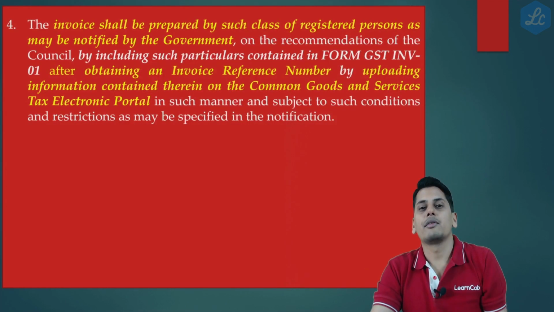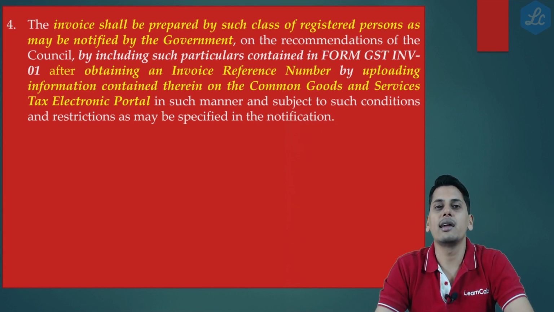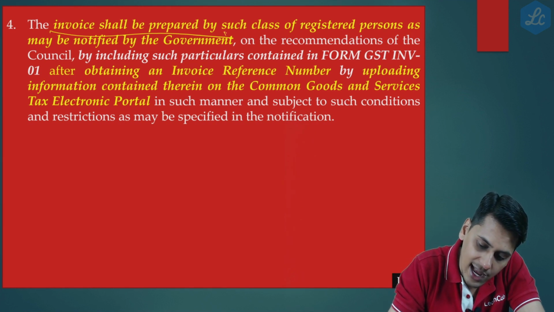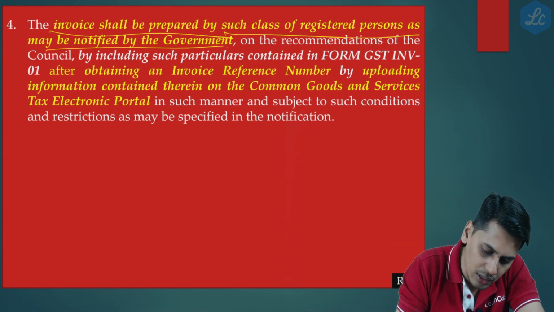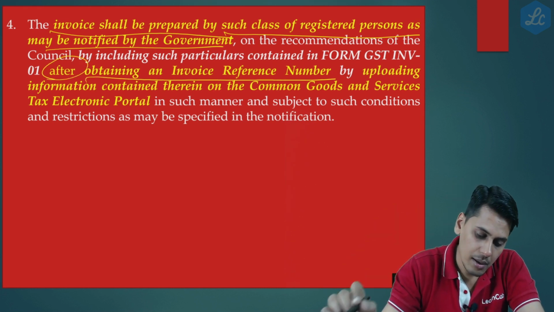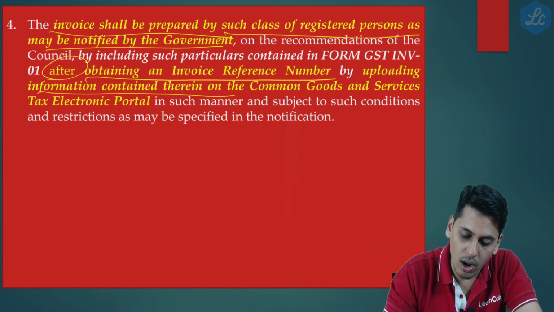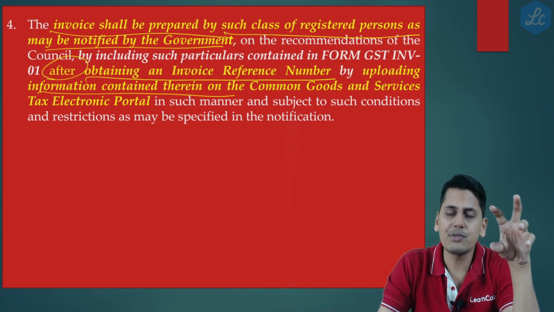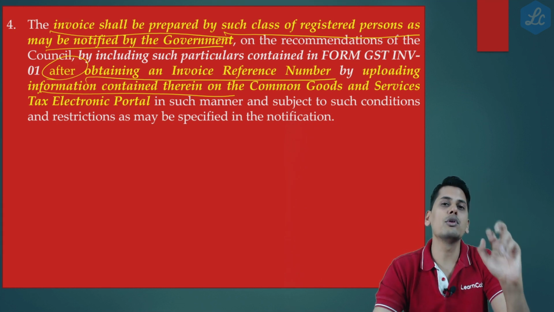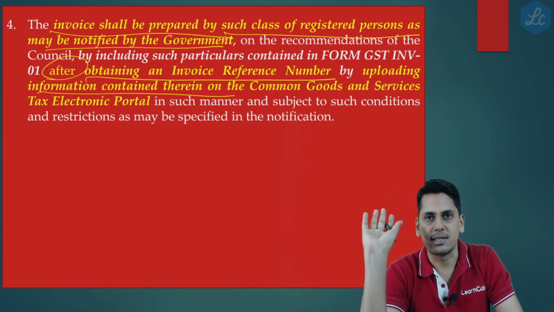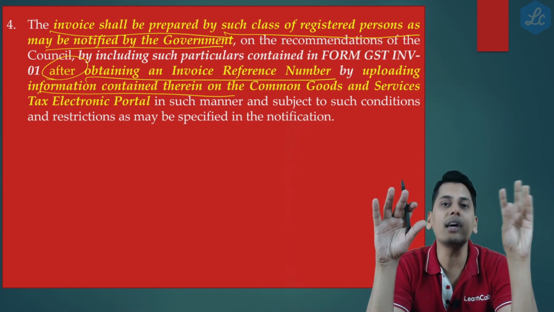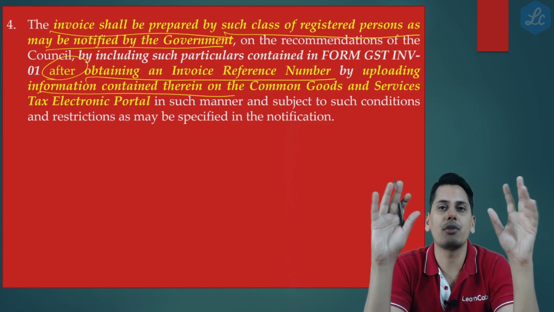48 sub rule 4, friends, just read the yellow portions which are highlighted along with me. The invoice shall be prepared by such class of registered persons as may be notified by the government after obtaining an invoice reference number by uploading information contained therein on the Common Goods and Services Tax electronic portal. So friends, what is 48 sub rule 4 telling you? 48 sub rule 4 tells you, notified persons should prepare an invoice only after obtaining an invoice reference number from the common portal.